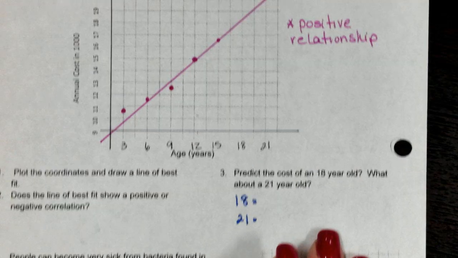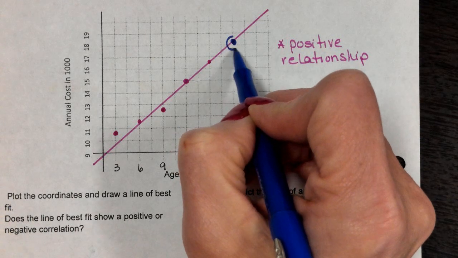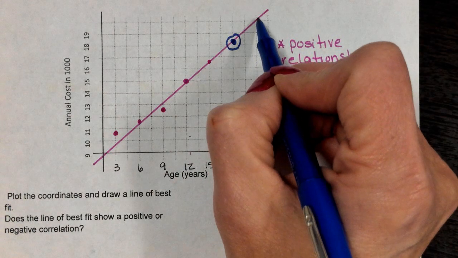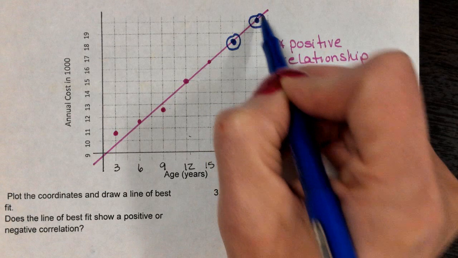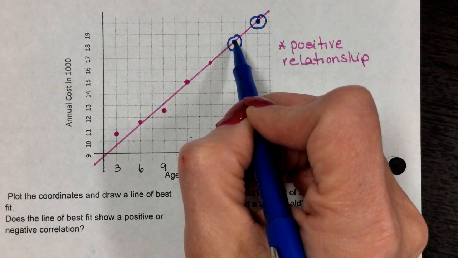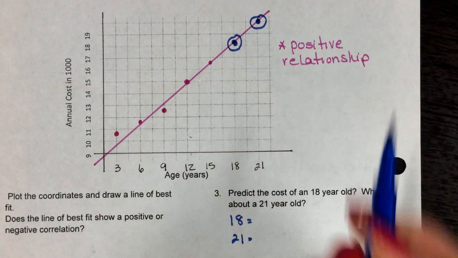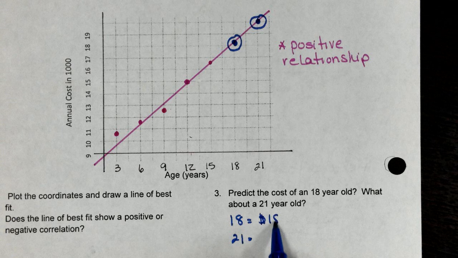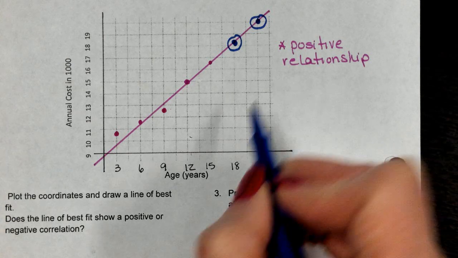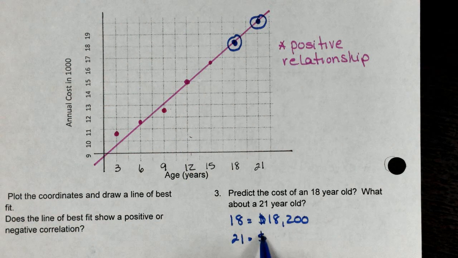So at 18, we're going to follow this up until it reaches the line of best fit. And at 21, we're going to do the same thing, somewhere right around here. So at 18, that's a little bit above 18,000, so maybe about 18,200-ish. So somewhere around there. And at 21, it's right at about 20,000.